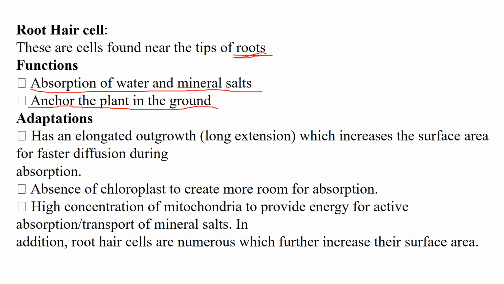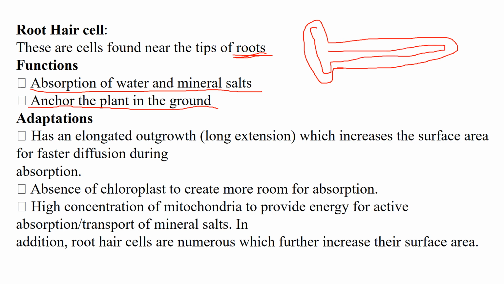All right. What of the adaptation? Like I explained there, a root hair cell has an elongated outgrowth. That's one thing we should never forget. The root hair cell has this part called the elongated outgrowth. Now this is the one that increases the surface area for faster absorption.